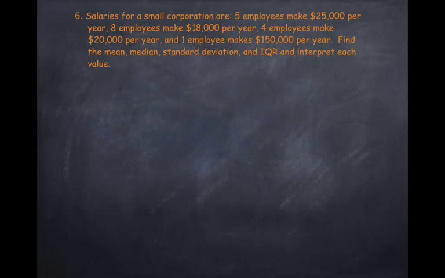And so you want your calculator out, and you want to start typing in these numbers. You're going to want to watch how you type these numbers in. You have 5 people that make $25,000, and so you're going to type in 25,000 5 times. Then you're going to type in 18,000 8 times, 20,000 4 times, and 150,000 1 time.